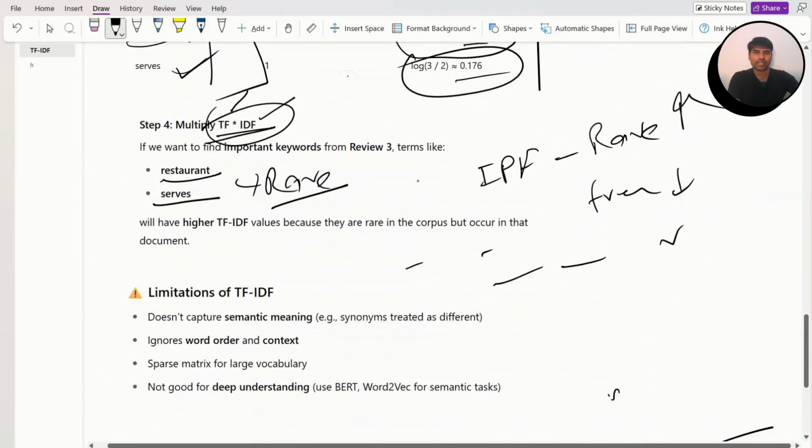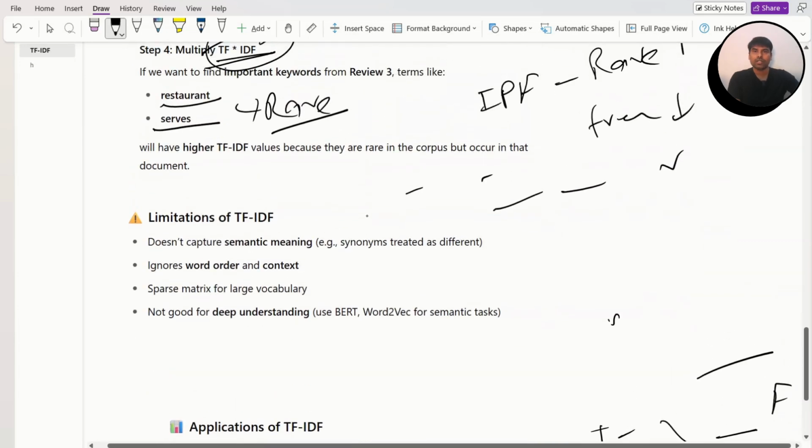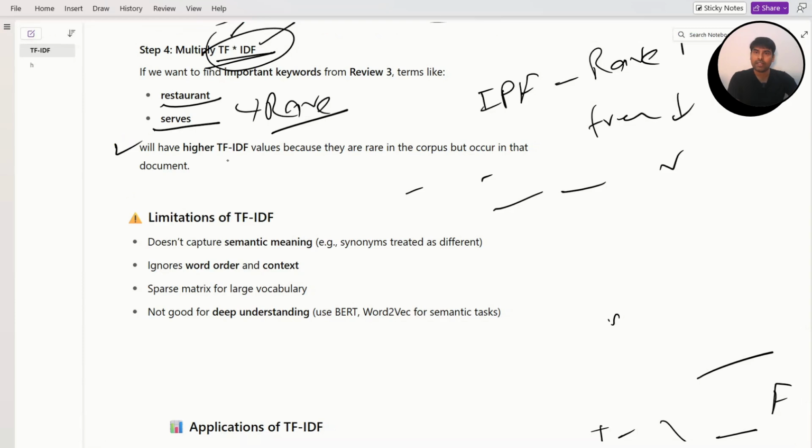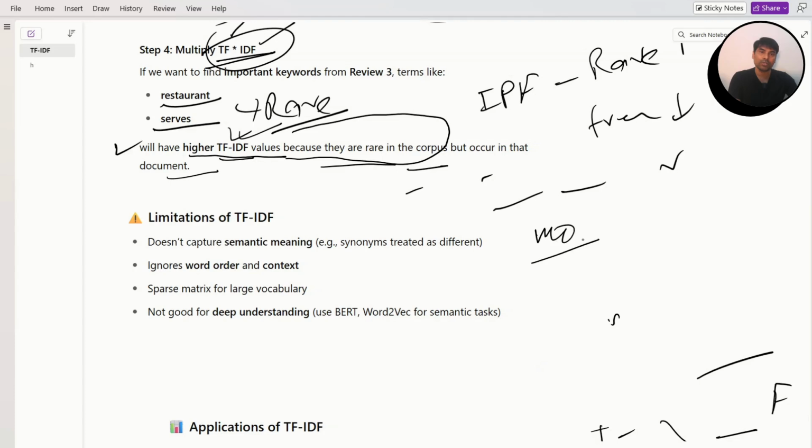So this is the mathematical calculation, right? You can see that this is the conclusion. We will have higher IDF values because they are rare. So in the corpus, if some keywords are very rare, they have a higher IDF. The multiplication will be higher for keywords that occur in that document. Okay, so the crux is that for the rare keywords we get a higher TF-IDF, the multiplication, and the model will give more weightage to those keywords. That's the whole concept.